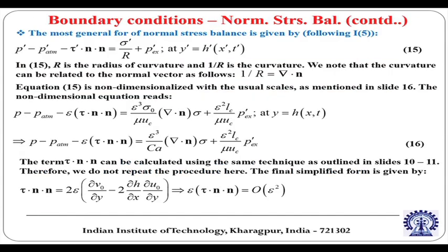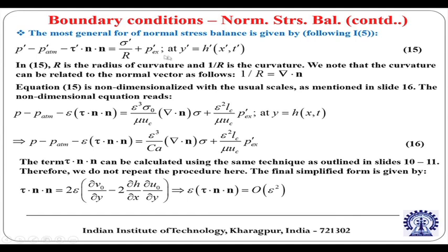So you can see here that P dash minus P atmosphere, minus tau dash dot n dot n, this is the viscous part that we discussed, this is the hydrostatic component, is equal to sigma dash by R plus P dash x.